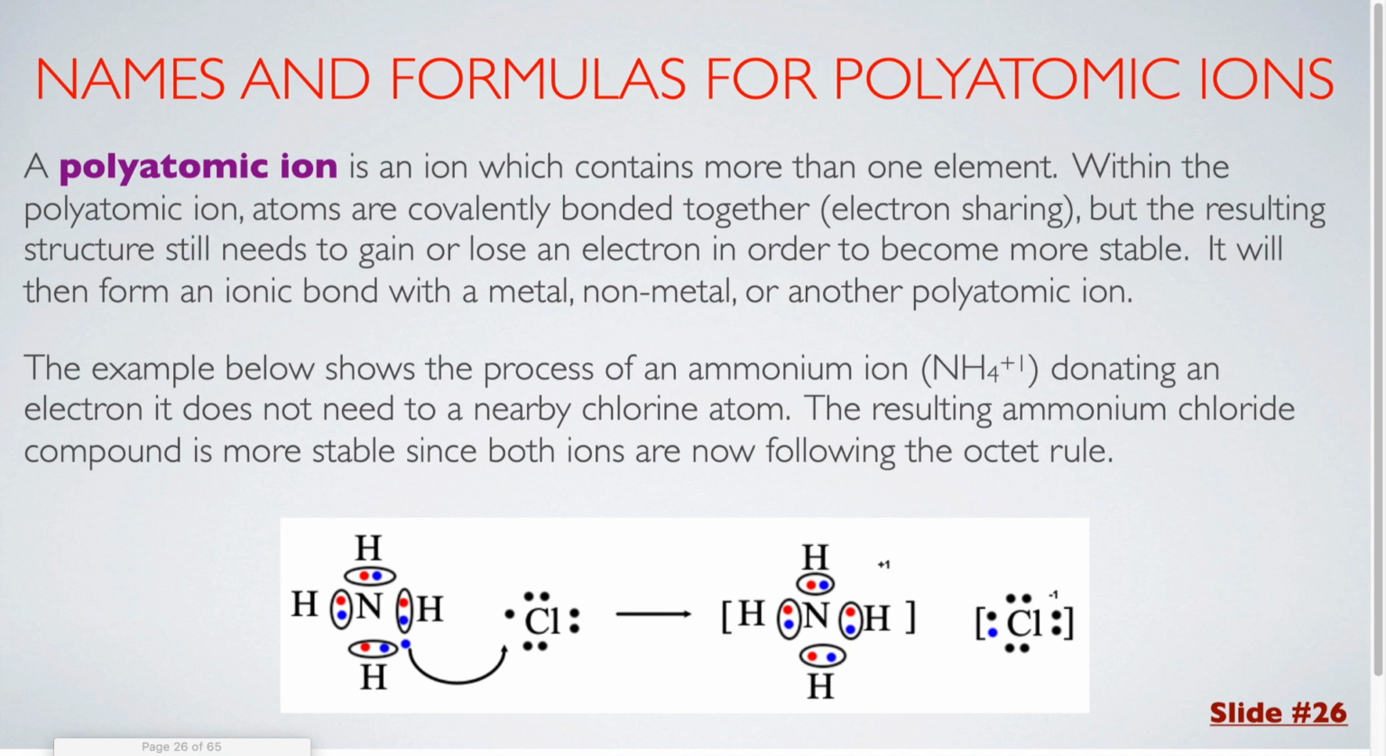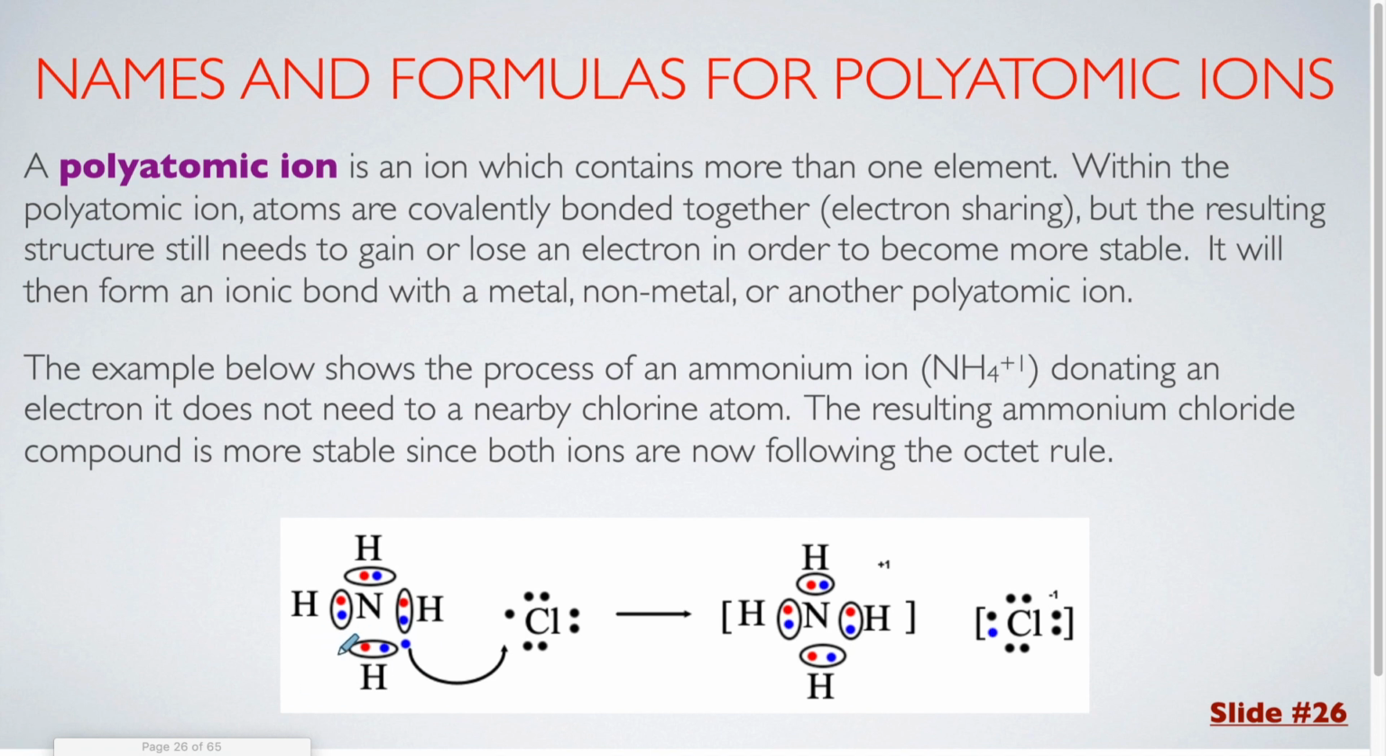The example below shows the process of an ammonium ion, NH4 plus 1, donating an electron it does not need to a nearby chlorine atom. The resulting ammonium chloride compound is more stable since both ions are now following the octet rule.